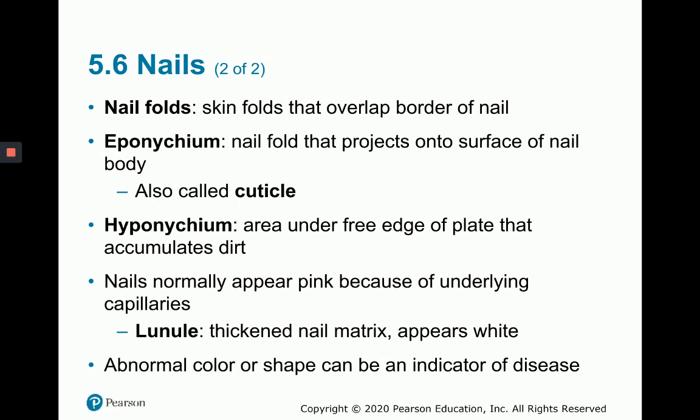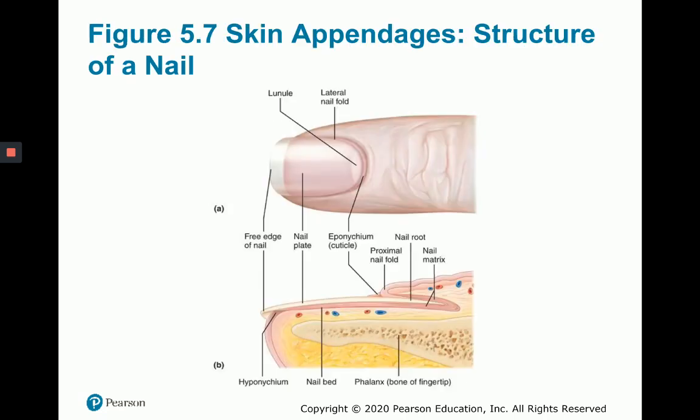And then nails normally appear pink, but they can appear a little bit more opaque. The reason that they would normally appear pink, however, is because of underlying capillaries or blood supply in that nail bed. In most nails, there is a lunule, sometimes called a lunula, and this is thickened nail matrix that appears white closer to the eponychium than the hyponychium. Now, an abnormal color or shape of lunule could be an indicator of disease, but not necessarily. Also, some individuals are missing lunule, and that doesn't mean anything is wrong with them.